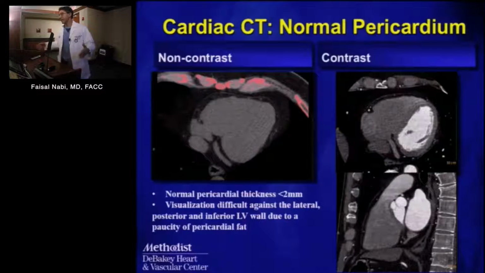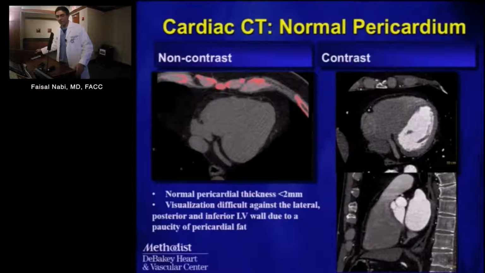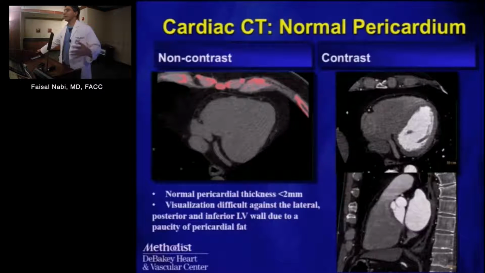And the reason is because there's less fat around laterally and inferiorly, and you really don't have the difference in tissue attenuation to be able to see the pericardium. You can see you don't need a contrast CT to be able to see the pericardium. You can do it without contrast.